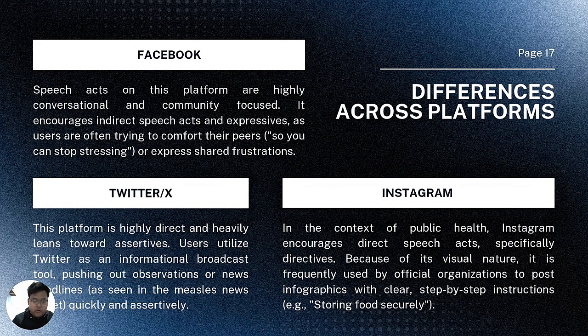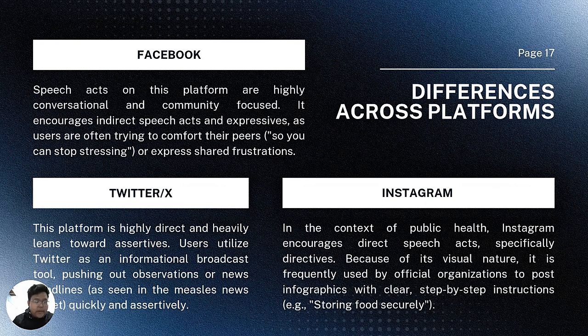And then the next is differences across platforms. This section evaluates how speech acts differ on each platform and identifies which platforms encourage certain speech acts. Facebook is highly conversational and community focused. It encourages indirect speech acts and expressiveness, as users are often trying to comfort their peers, for example "you can stop stressing," or express shared frustration. So basically, Facebook is more of a community-based platform.